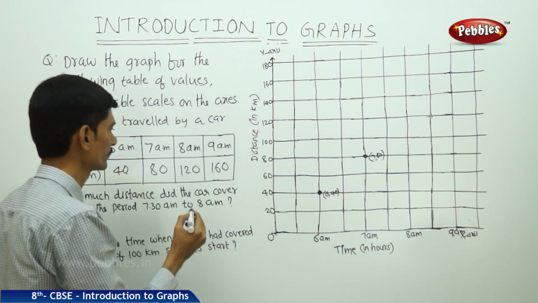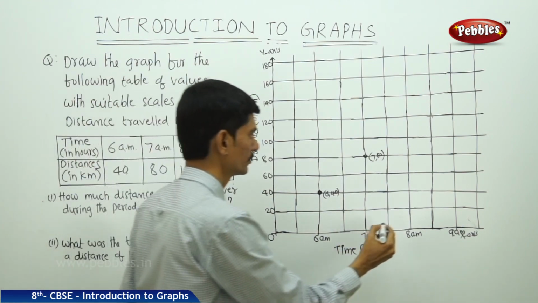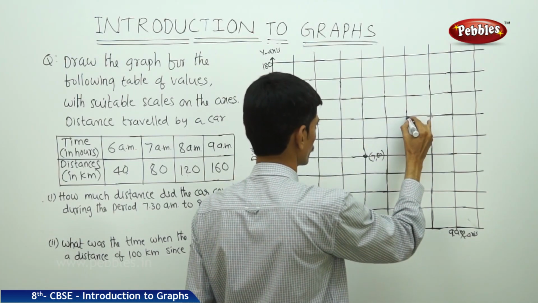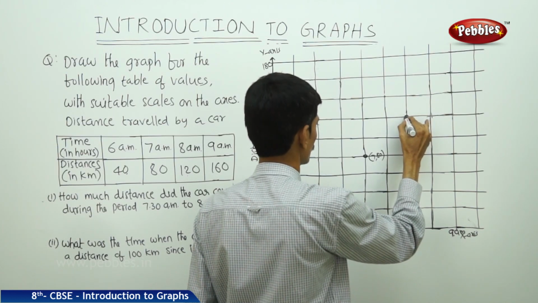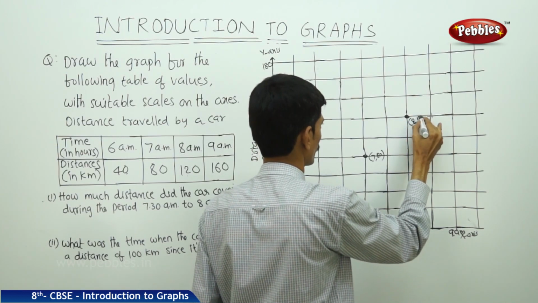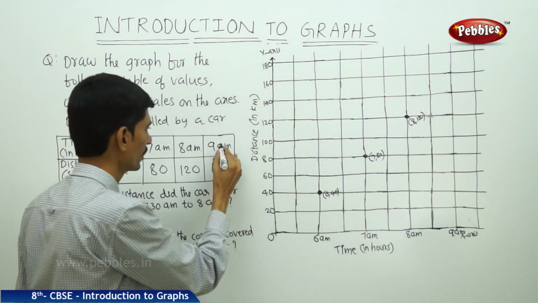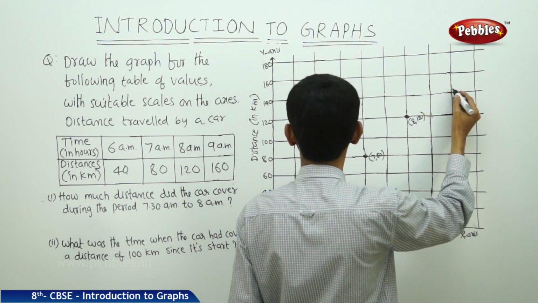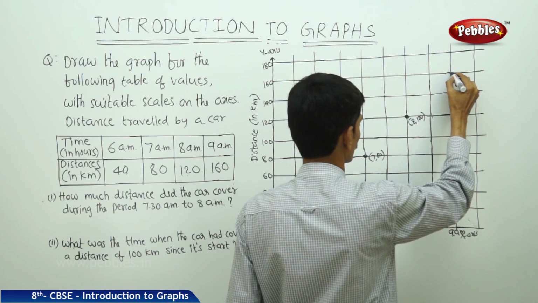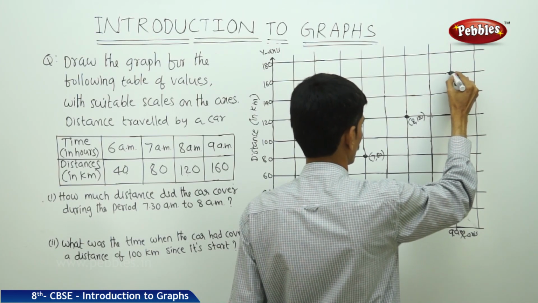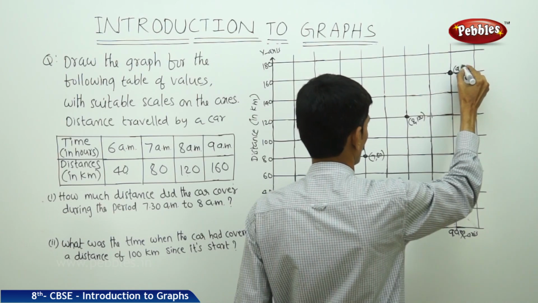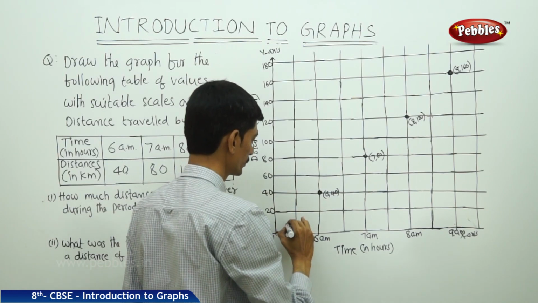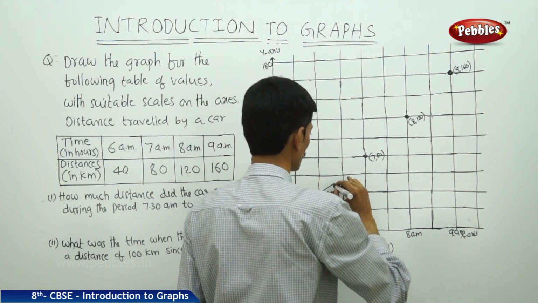The next point is 8, 120. So 8 and 120. And the next point is 9, 160. At 9 am the distance travelled by the car is 160 kilometers. So this is the point 9, 160. Now if we join all these points, then we get a straight line. So this is the linear graph.